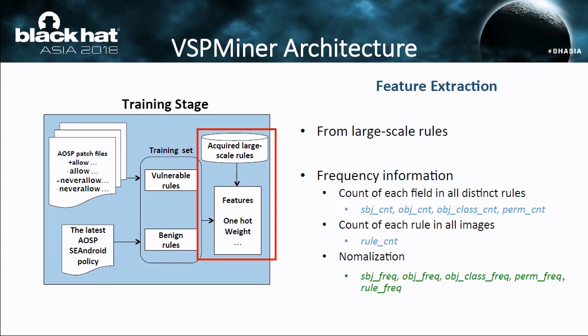Also, we will calculate the count of different rules in all images, because we have thousands of images, and if one rule appears in all the images, maybe it's more preferred to be benign, right? Because many companies want to design this rule. So finally, we will also do the normalization, so we can get weight information based on large-scale rules.